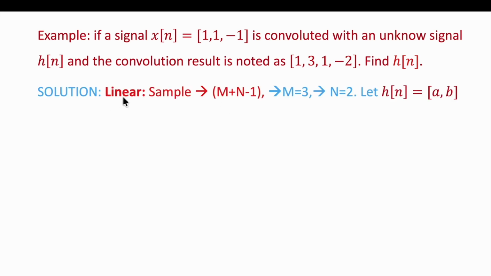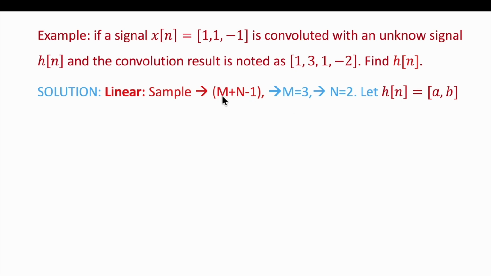We will consider a linear case, and we know that the total number of samples in the resultant convolved signal is calculated using the formula m plus n minus 1. The resultant signal is given, where we can see that the total number of samples is 4. So m plus n minus 1 equals 4, where the value of n, the number of samples in h of n, is unknown, but the value of m, the number of samples in x of n, is known, which is 1, 1 and minus 1. So the value of m is 3.